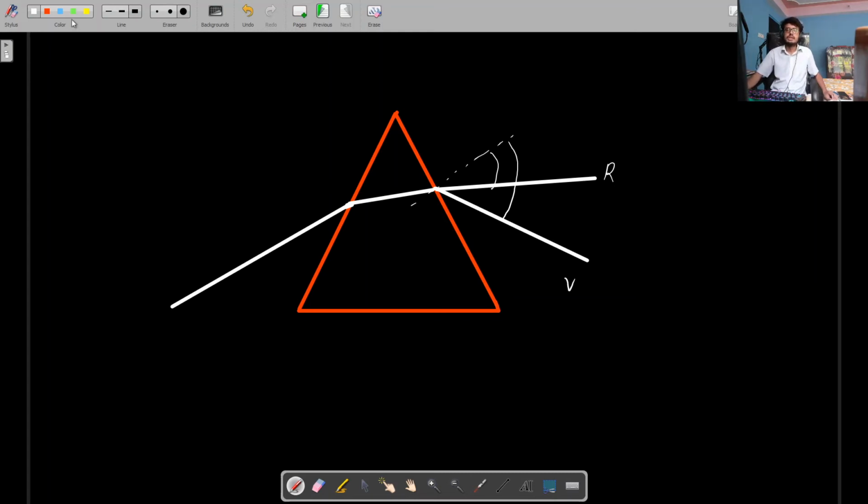So it'll be something like, I don't have violet color. I have red though. So this one becomes red, because red is the least deviated, and this one will be the violet. I don't have violet color. I have green. So green will be somewhere in between here, right?